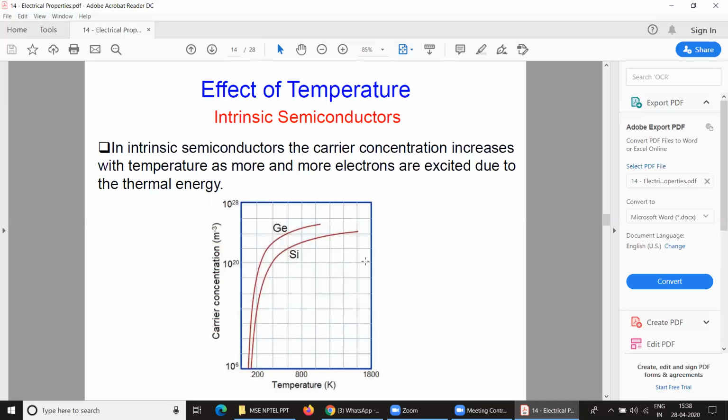This is the effect of temperature for an intrinsic semiconductor. In an intrinsic semiconductor, the carrier concentration increases with temperature as more and more electrons are excited due to the thermal energy. You can see the curves of germanium and silicon. With the variation of temperature, the carrier concentrations are increasing, and somewhere they are saturating as well.